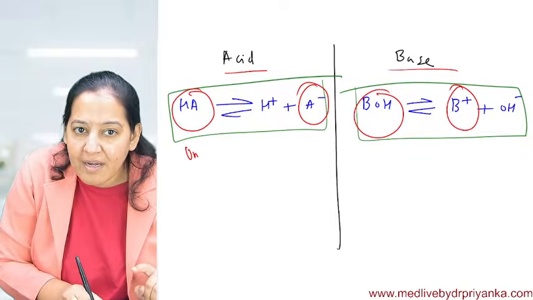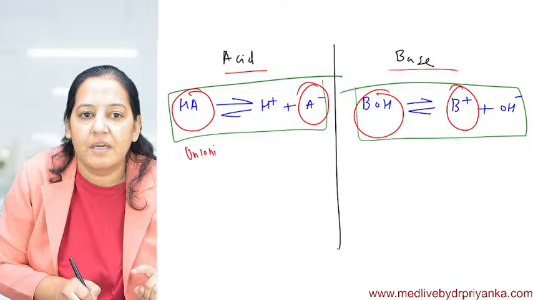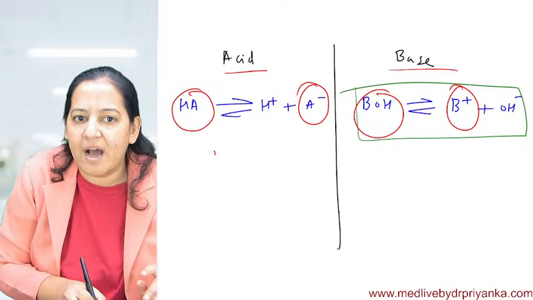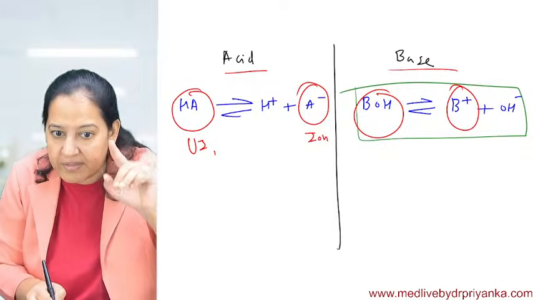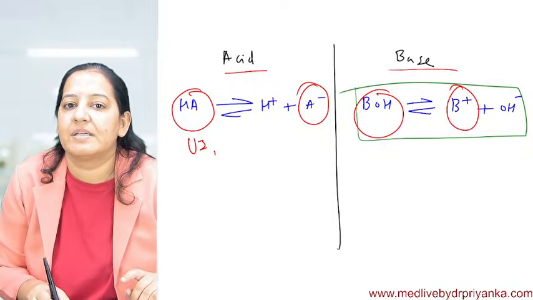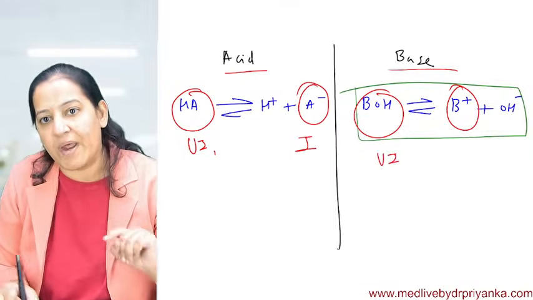This is known as the unionized form. I will call it UI. Unionized. It is not ionized, it's complete. And this one is an ion. It is having a charge on that. You can see, so this is ionized. Please understand, I am explaining you from very basic. Again, this is unionized. This is ionized.